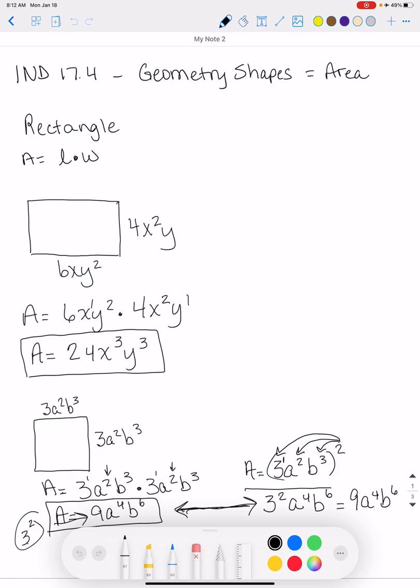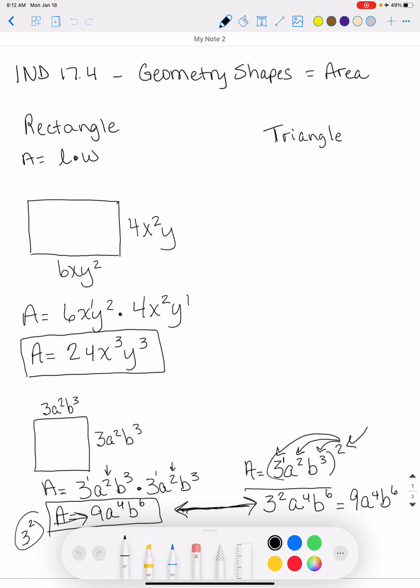Now, the squared thing, or using the power to a power and using the square idea, only works on a perfect square. So any time that you are given a square and you're only given one side length, you can set it up either one of these ways, and both work. All right, the only other shape we're going to deal with is a triangle.